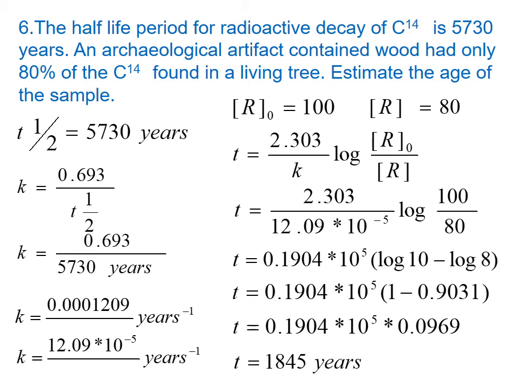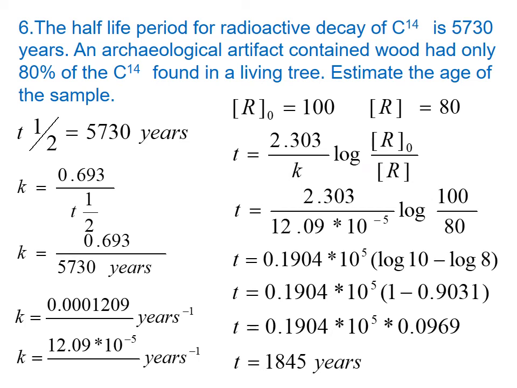Age means time. How can we calculate time? Not T half, but the time, the age of the sample when 80% of the reactant is present in the wood. Age of the sample when 80% of the reactant, 80% of carbon 14, is present in the wood. So what is the equation for calculating time? For a first order reaction, time is equal to 2.303 by k log R0 by R.